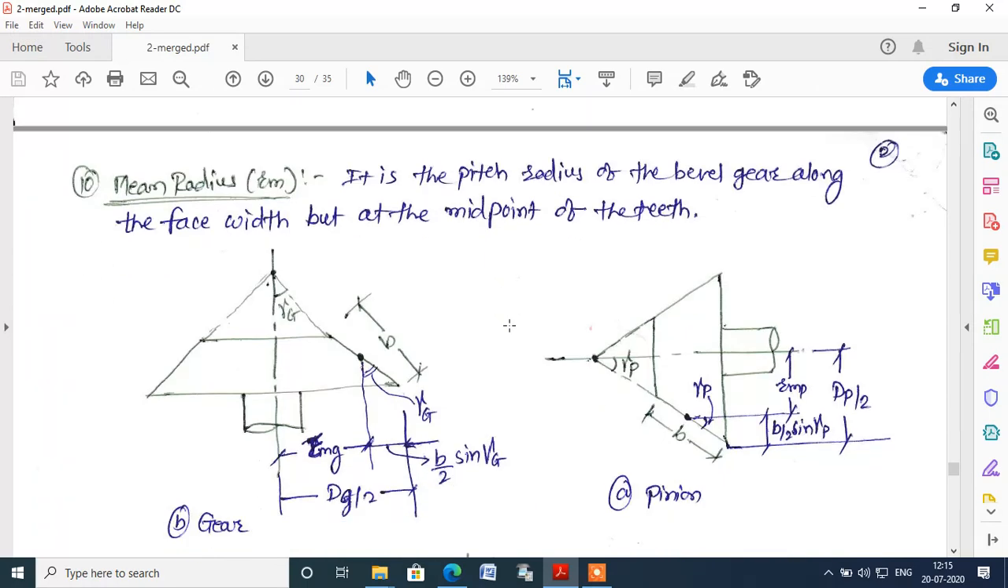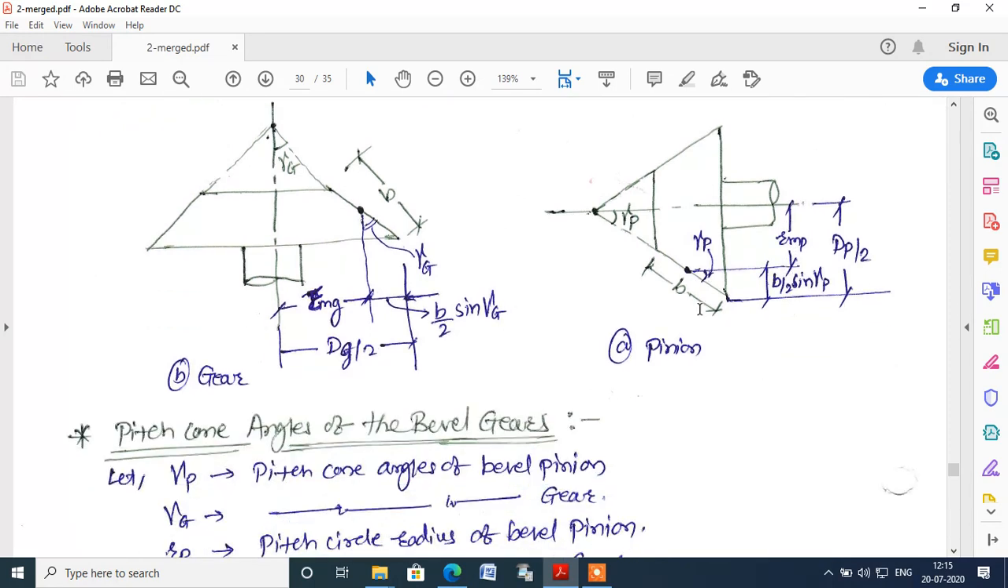Then mean radius RM. It is the pitch radius of the wheel gear along the face width, but at the midpoint of the teeth. So here at the midpoint of the teeth. See here, this is for the gear wheel. That's why RMG is the distance up to this, and this is RMP, the mean radius of the pinion. Here gamma g is the pitch cone angle of the gear wheel, gamma p the pitch cone angle of the pinion. This is the pitch circle radius of the gear, and this is the pitch circle radius of the pinion.